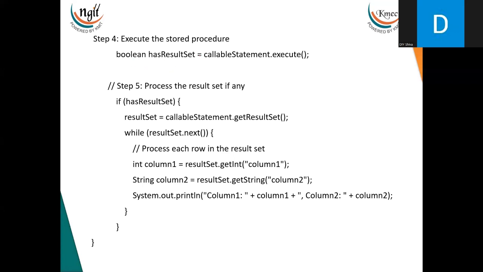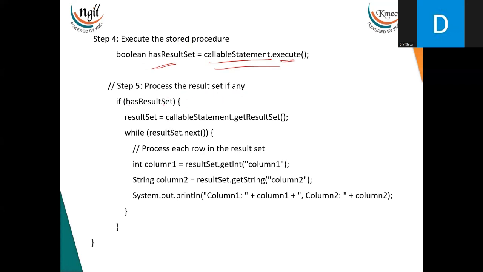Here you can see when this callable statement is executed, when this method is called, then what happens? The stored procedure will be executed, and it returns a Boolean indicating whether a result set is returned. Fine. And next, coming to the last process, that is process the result set if any.